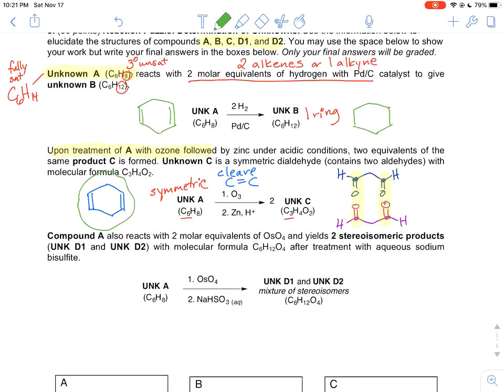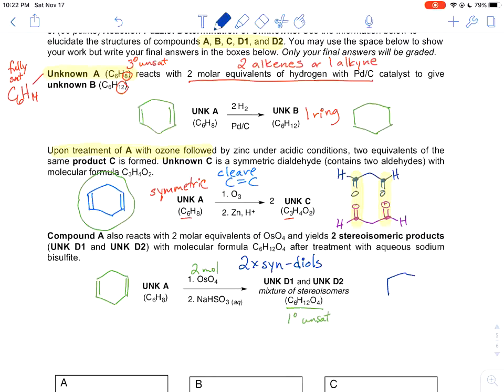But now we'll do one more copy, unknown A, and we see that it reacts with 2 equivalents of osmium tetroxide. We have 2 stereoisomeric products, and they both have the formula C6H12O4. This has 1 degree of unsaturation, has 4 oxygens. If you remember, adding osmium is actually a dihydroxylation, so this reaction is going to make vicinal diols, but since there's 2 alkenes to start, we're going to have 2 diols, and that's a total of 4 alcohols.